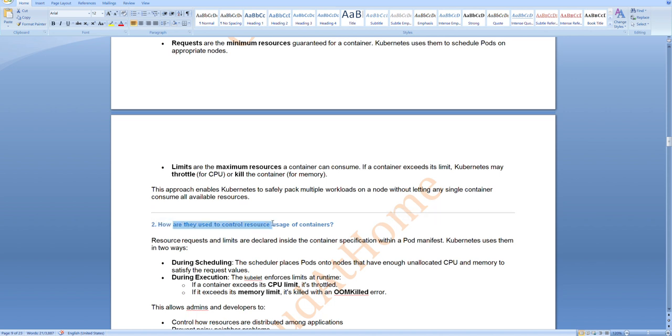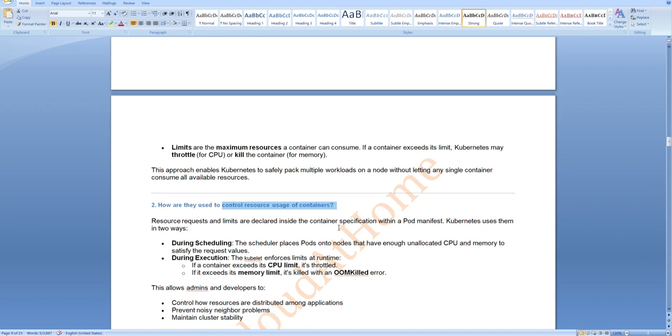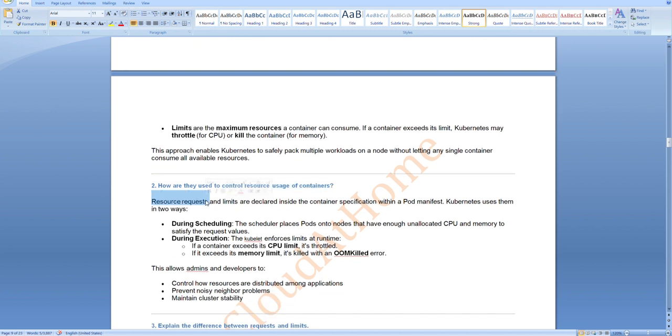Okay. How are they used to control resource usage of a container? Resource requests and limits are declared inside the container specification within a pod manifest. Kubernetes uses them in two ways: one is during scheduling, and the other is during execution.